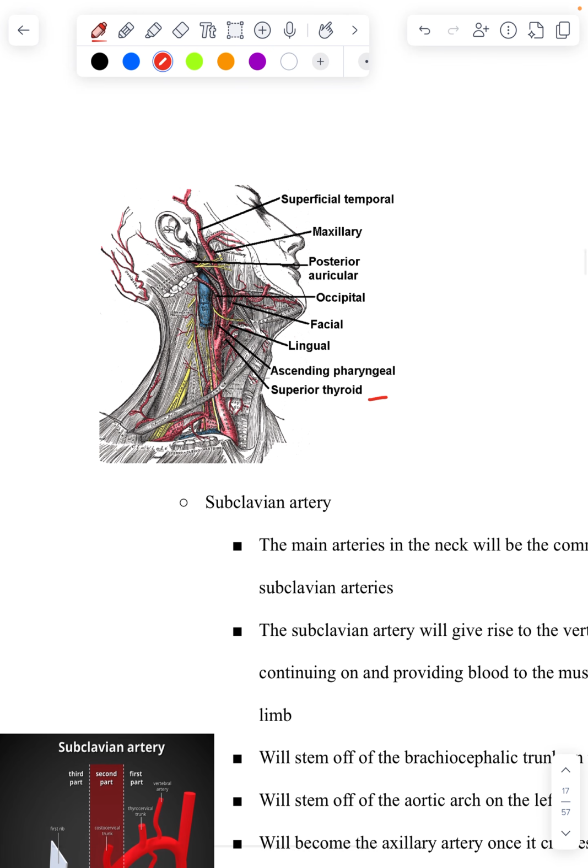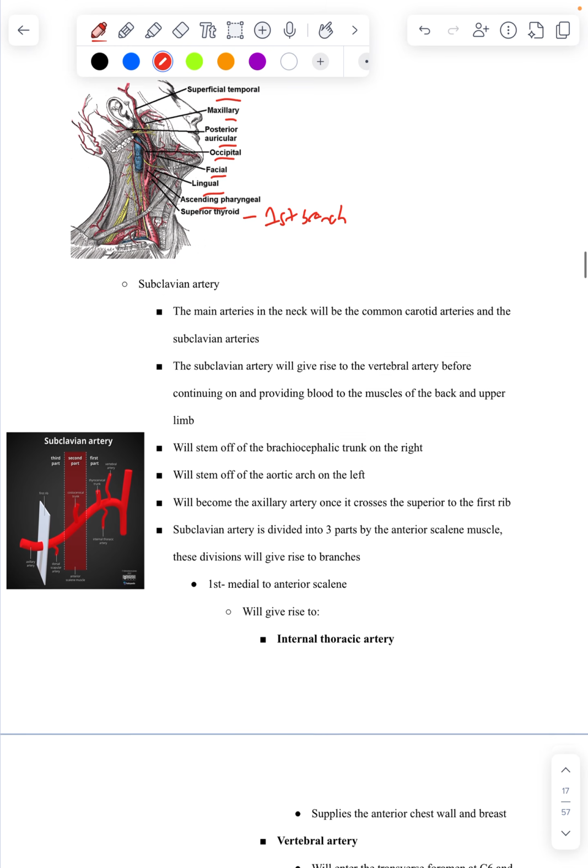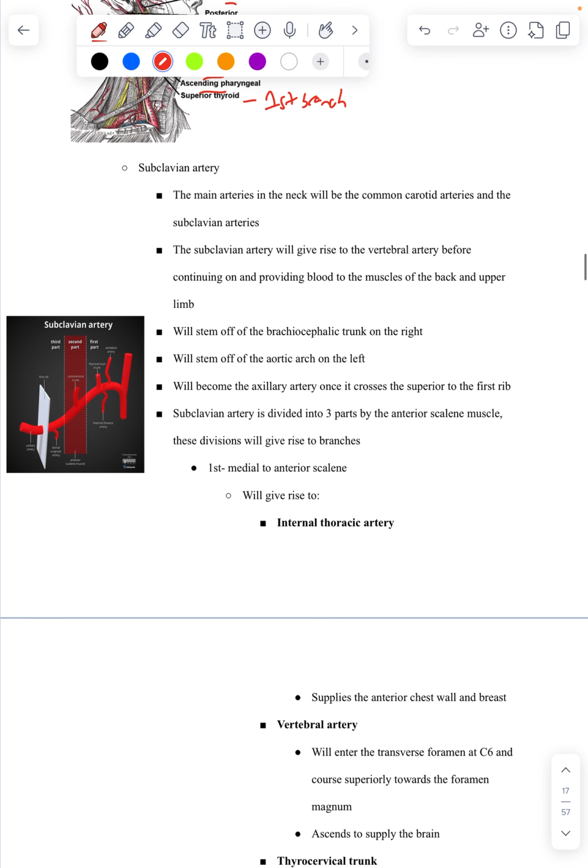So superior thyroid, first branch, and then we'll get the pharynx one, then the tongue one, then the face, then the back of the head, the ear, maxillary, and superficial temporal.